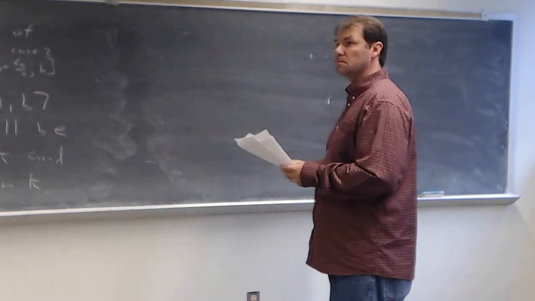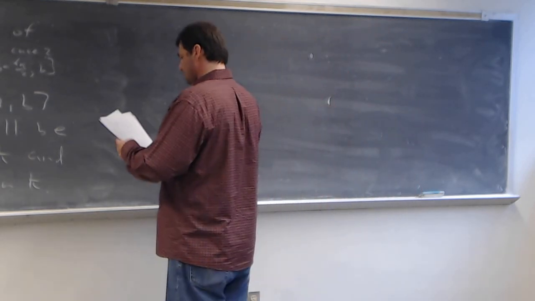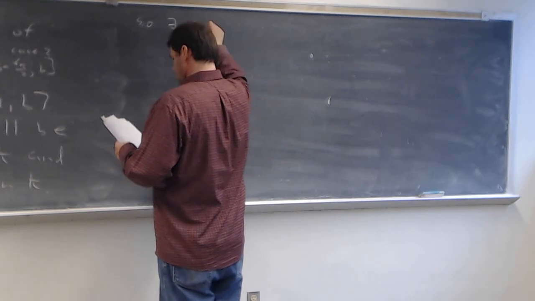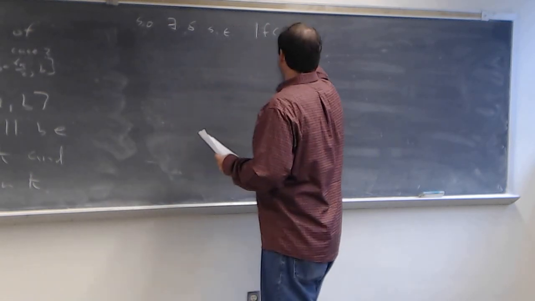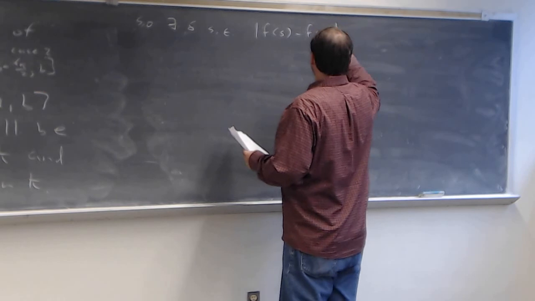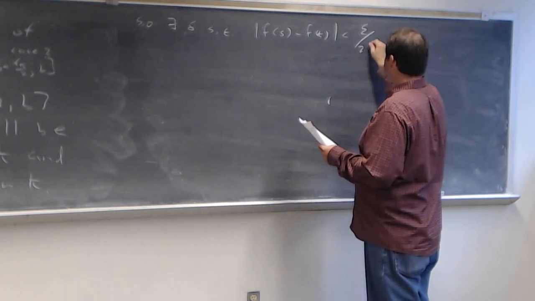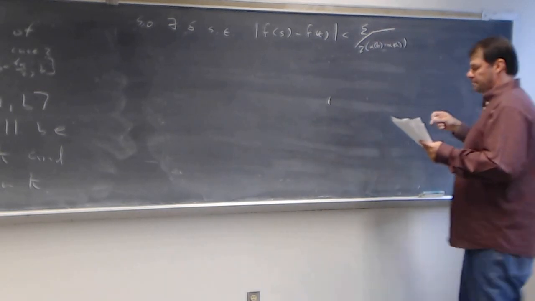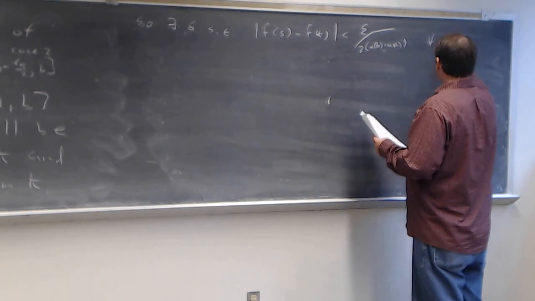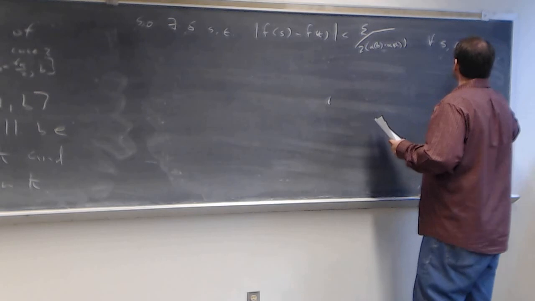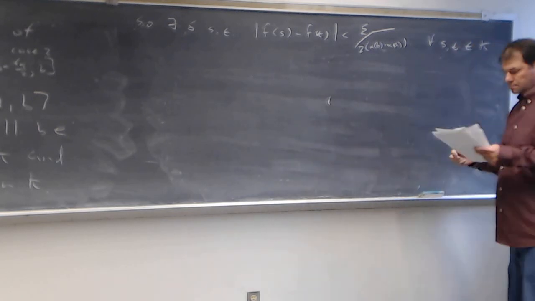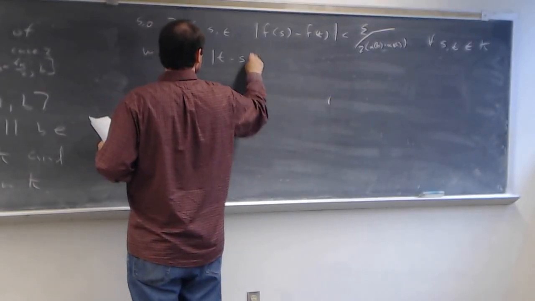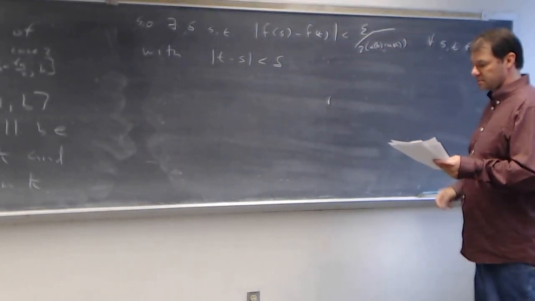Okay. And so, here's what we have. There exists this delta such that the absolute value of f of s minus f of t will be less than epsilon over 2 times alpha of b minus alpha of a, and that's for all s, t elements of K with t minus s being less than delta. Continuity statement.